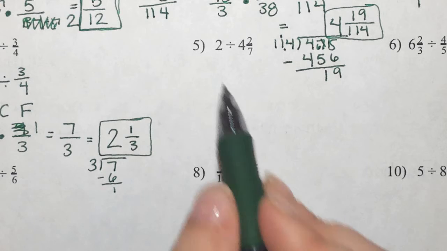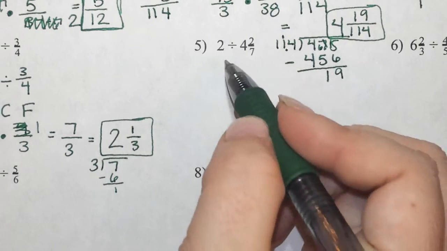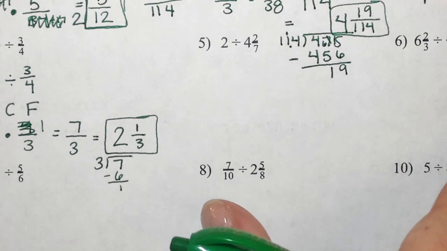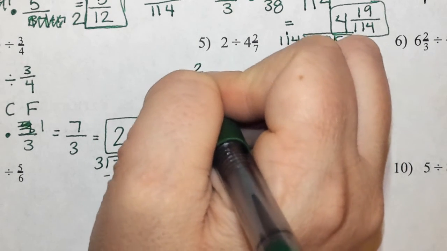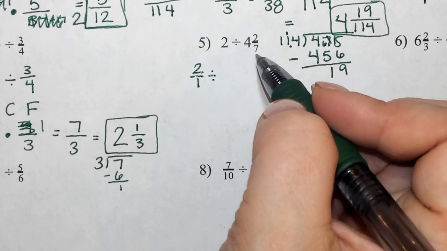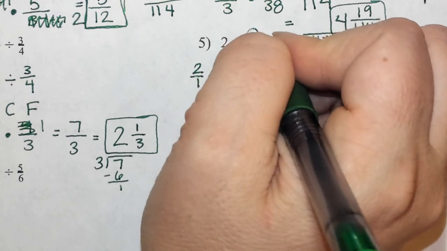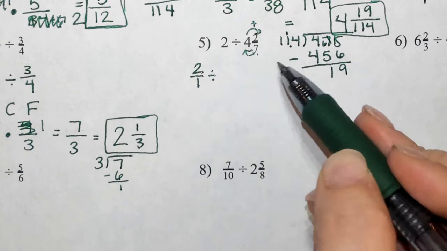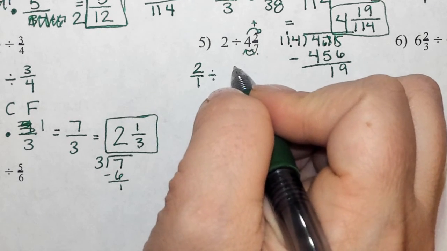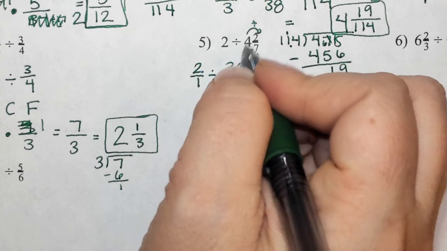All right, guys, we're going to look at number 5. And you can tell it might have been nice for me to do my work on a separate sheet because this is getting a little jumbled. Let's rewrite the problem. What does 2 need to look like? 2 over 1. Divided by, what is 4 and 2 over 7 going to change to? You're right the first time. 30 over 7, because we did 4 times 7, 28 plus 2 is 30.